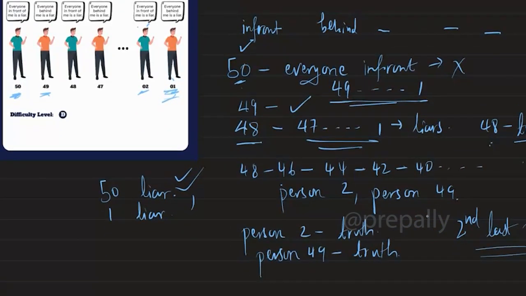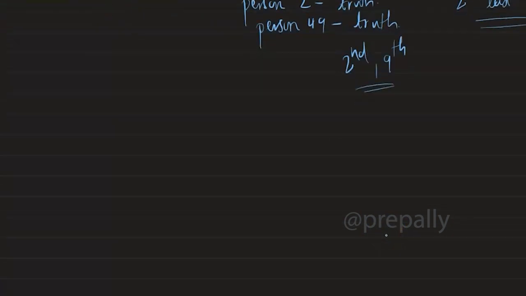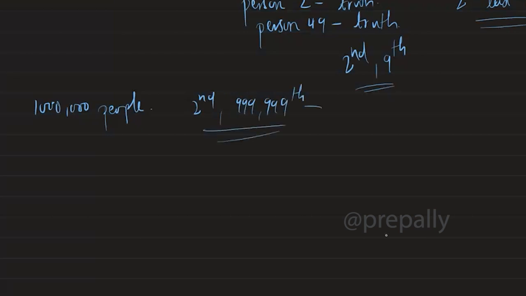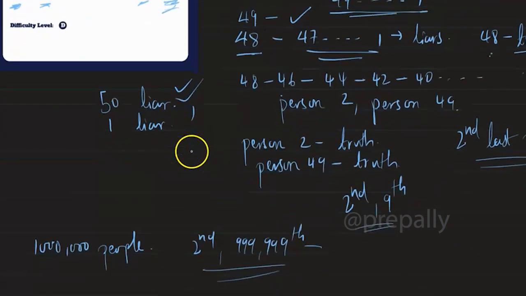Because if you do this question with 10 people, you'd get the same answer. You'd get the second person and the ninth person to be telling the truth. And if you did it with a million people, you would again get the second person and then the 999,999th person. So it's beautiful because it would work the same way no matter how many people you have, as long as the statements are consistent.